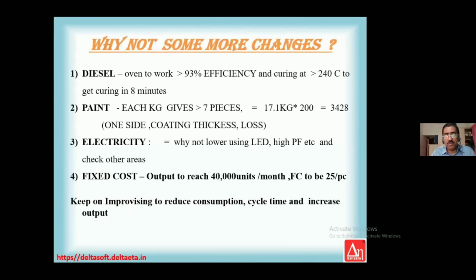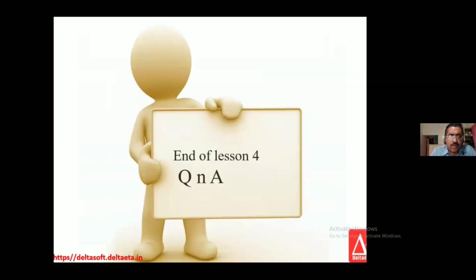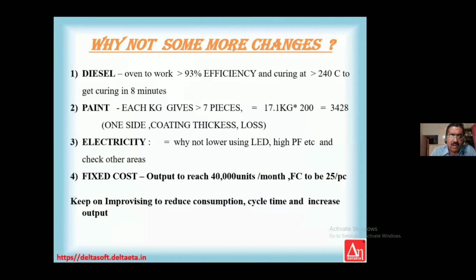Some more changes can be made. Increase the oven efficiency further. Painting, you can go further. Electricity, you can reduce. Fixed cost, maybe you can try to reach 40,000 units. So this way, you see that there is no end to the cost reduction benefits you can take from this plant. You can continuously improve, they call it Kaizen, continuous improvement. The same thing can be done in your factory. No need for any Japanese jargon. You can continue improving so that you get much better profits.